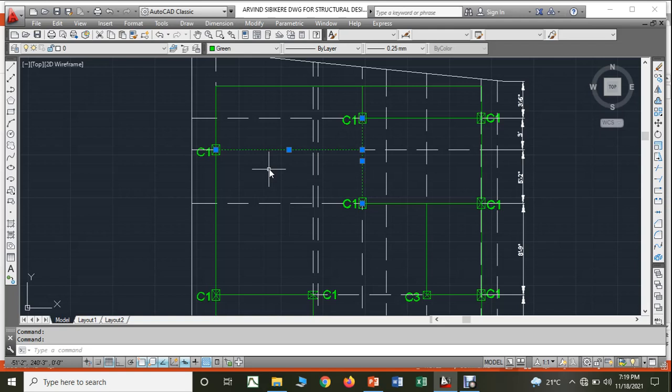Because it is a secondary beam, all the loads this beam receives, half of the load will be transferred to the column, whereas the other half of the load will be transferred to this main beam. From this main beam it will be transferred to the columns. Therefore, this main beam or the primary beam should be strong enough to receive the loads from this beam. Therefore, its depth should be greater than or at least equal to that of the secondary beam. It should not be less than that of the secondary beam. Okay, that is one point.